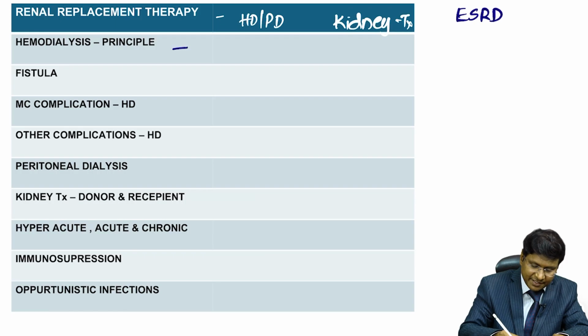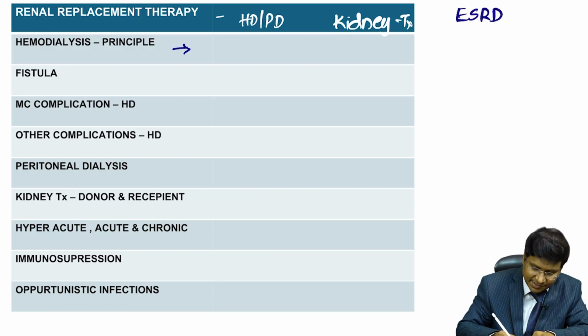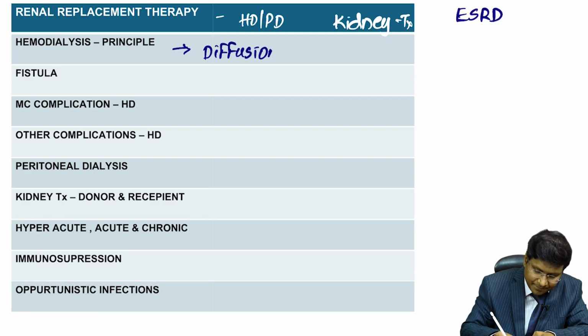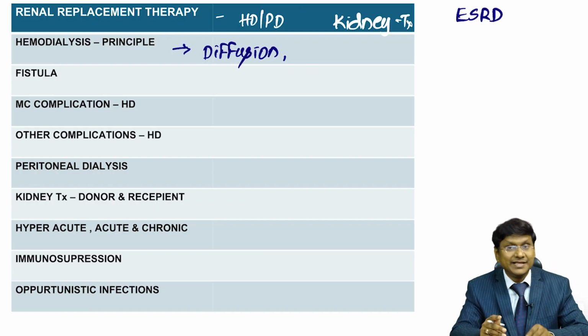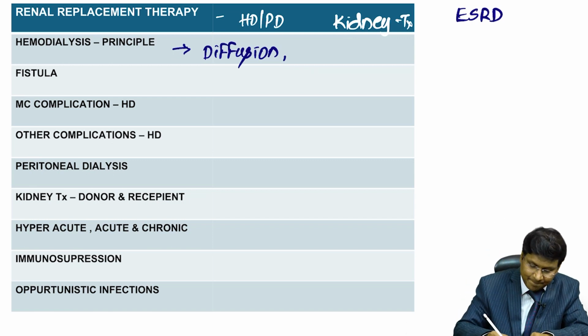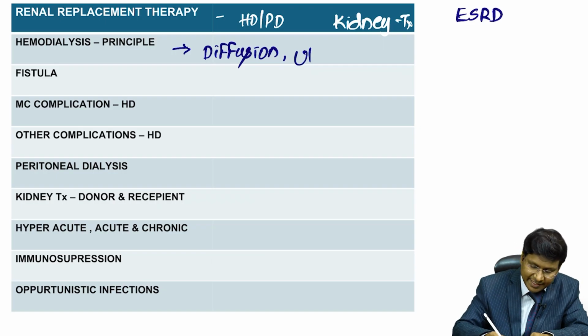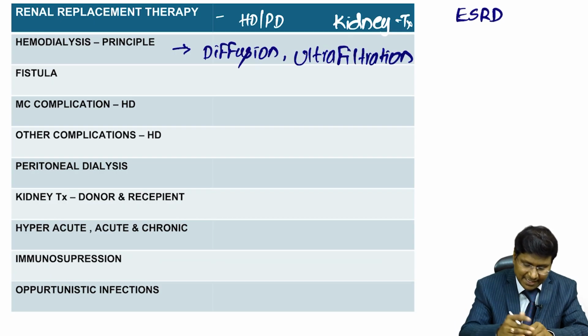Now, the principle in the case of hemodialysis is the process of diffusion, where the impurities get filtered from the blood across the semi-permeable membrane into the dialysate. After the process of diffusion, you also need to take out the excess amount of water present in the body, and that we call ultrafiltration. So diffusion followed by ultrafiltration.